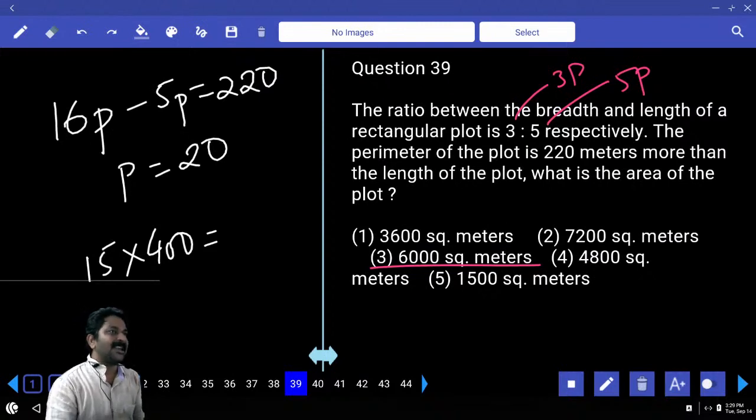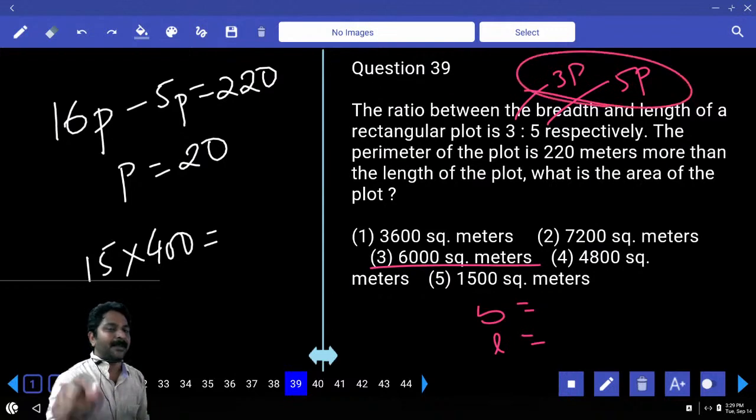Why unnecessarily calculate the 3 parts value and then the 5 parts value and then multiply them? Do you really need the breadth and the length? Since it is directly the product, I'm directly multiplying 3 parts and then 5 parts. So I'm getting 15 parts square. 15 into P square value, which is 20 square, 400.